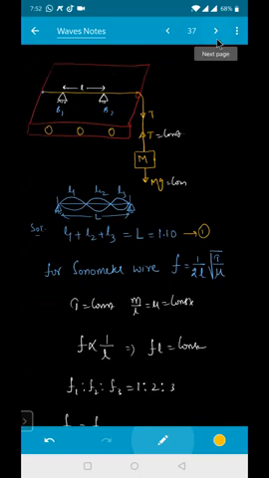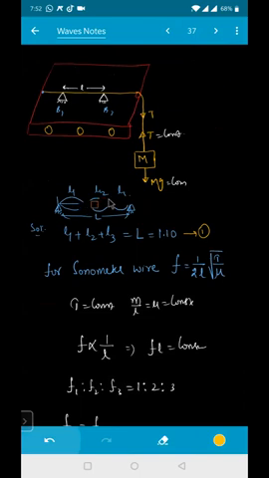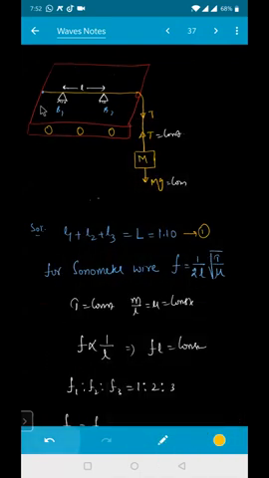In this question, where should the two bridges be kept on the sonometer wire? This is L1, this is your L2, this is your L3. If this is your wire, this is your string, here one bridge is being kept and here another bridge is being kept.